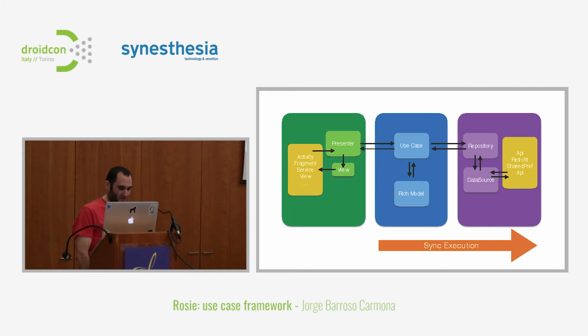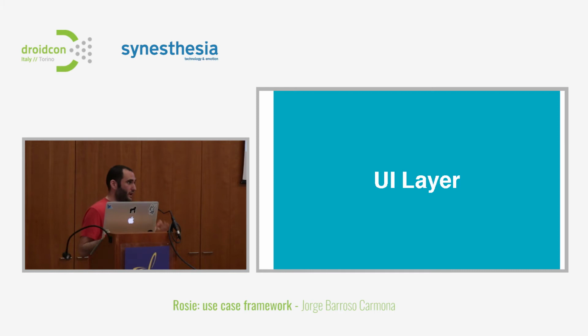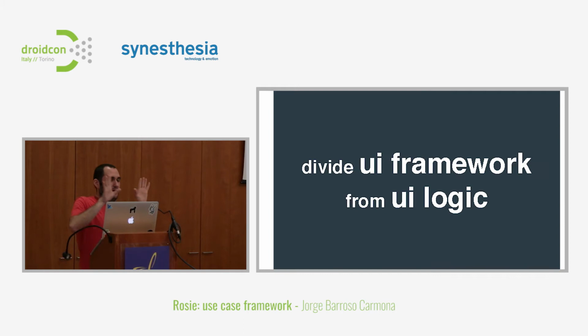Sorry. The first one, the UI layer. The idea for the UI layer is to divide the UI framework from the UI logic. Our frontends and activities only draw information and set animations. They don't have logic. You never find an if in an activity or in a fragment. It's possible one, two, but they don't take logic. They only take values and set the values in the views. That's all. For this reason, our activities or fragments are really, really small. Or so-called custom views are really small because they don't have logic.